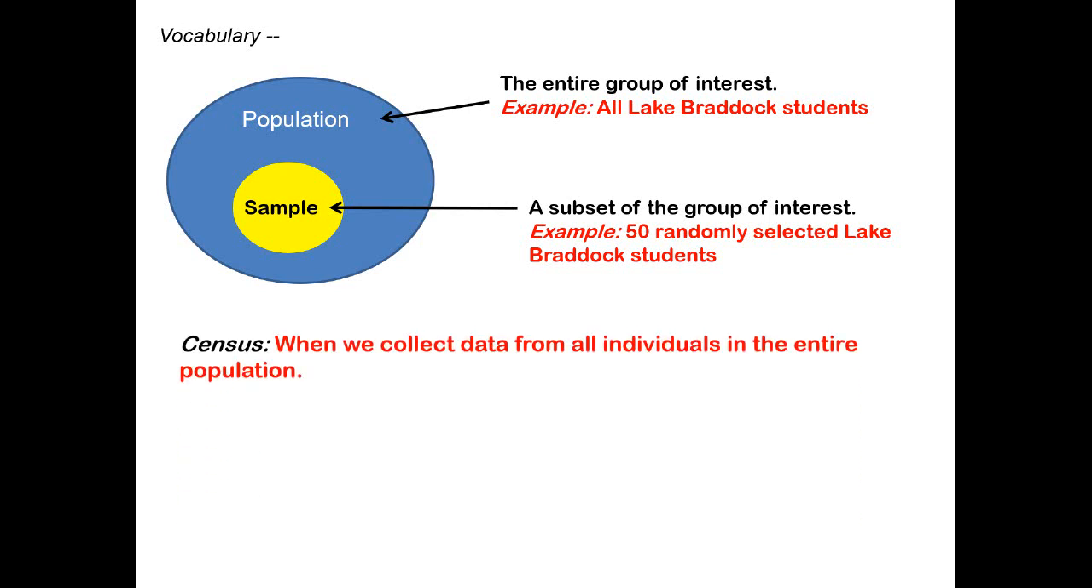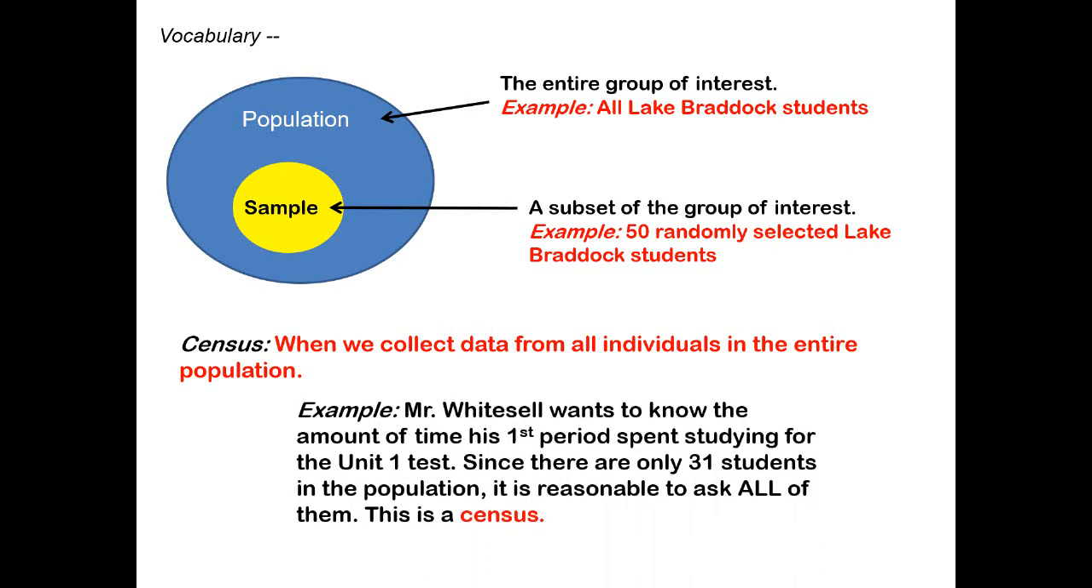Now, if we are able to collect data from all individuals, we would call this a census. Again, that means we have data from every single individual in the group. Censuses are a little bit difficult to run and can be very costly, so we don't often use a census. Oftentimes we'll use a sample to make an inference about the population. But, for example, if I wanted to know the amount of time my first period spent studying for the Unit 1 test, if there's only 31 students, then it's easier for me to collect data from all 31 individuals and therefore create a census.